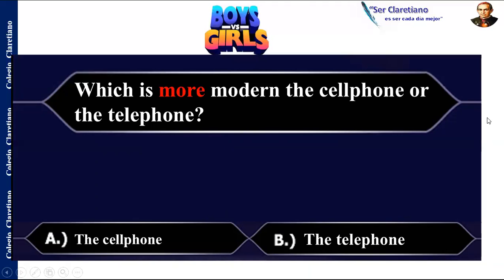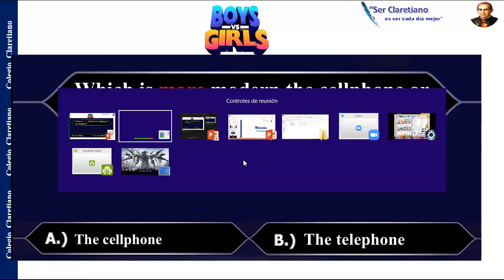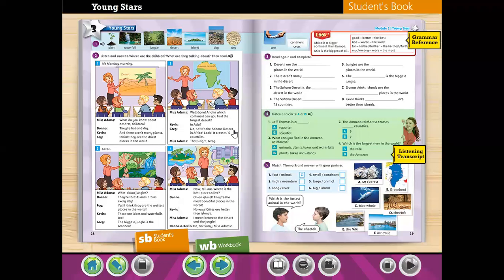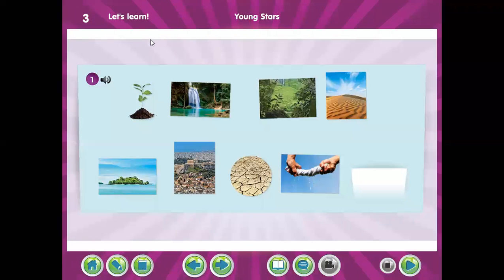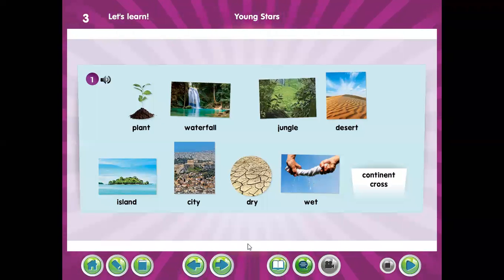Now, we are going to work with the superlative, okay? Open your books, please, page 28. Now we are going to work with superlatives, okay? And in our game, the questions are in superlative, okay? And for that, please, we need to know some vocabulary first, okay? Listen and repeat this vocabulary, okay?